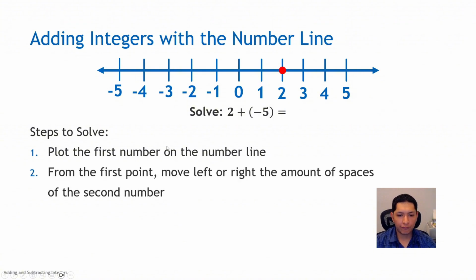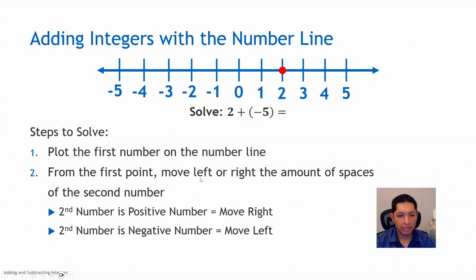Next, from that first point, I move left or right the amount of spaces of the second number. Now, how do I know whether to move left or right? If the second number is a positive number, then you move right from that first point. If the second number is a negative number, then you move left from that first point. In this case, -5 is a negative number, so I move left. I move left the amount of spaces that that number is telling me.